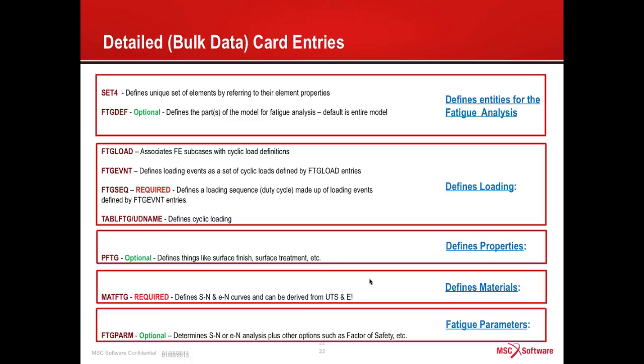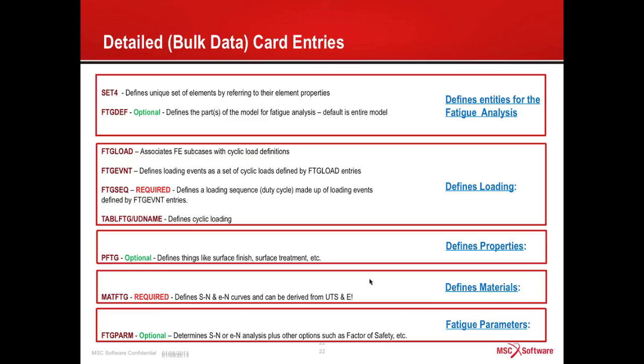We have a matte FTG card and a property card called PFTG. And then we have something called fatigue palm, which defines many of the detailed parameters needed to do the fatigue calculations. So without going into too much detail, I'm going to just pick out a few of the details from these cards to give you an idea of how sophisticated a process can be set up inside the Nastran environment.